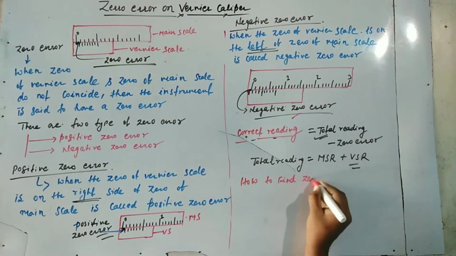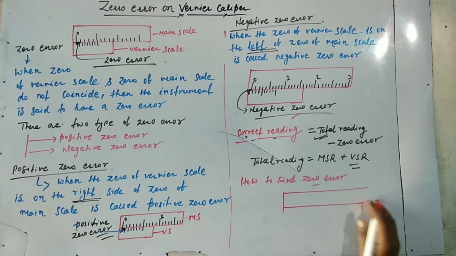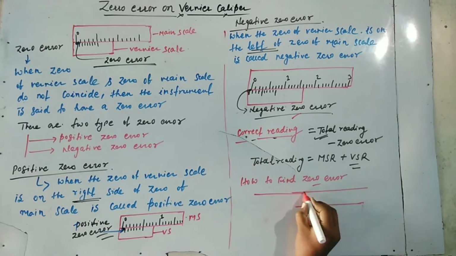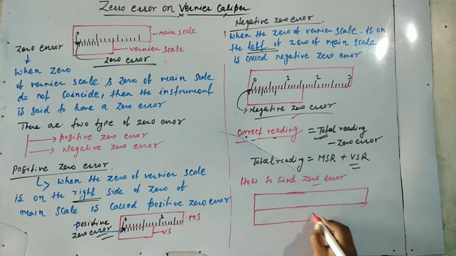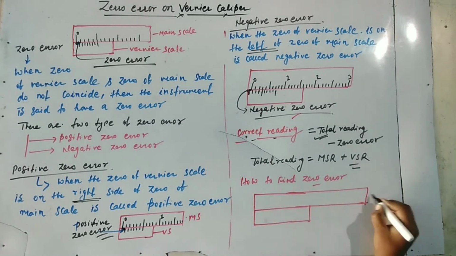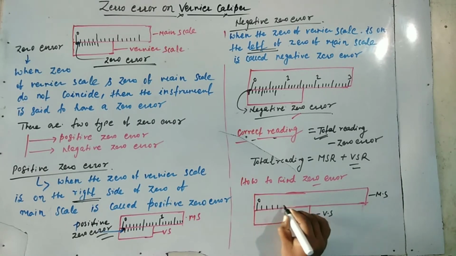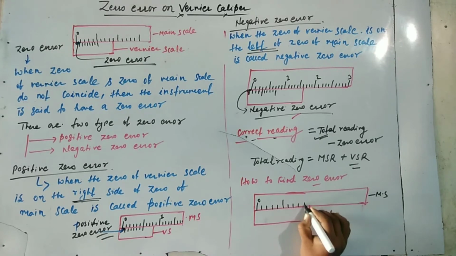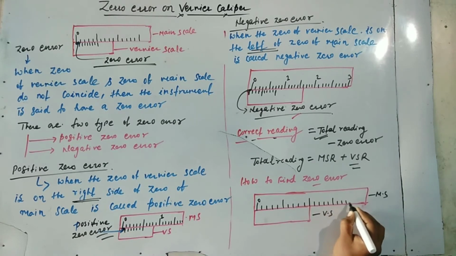Now, how will we find the zero error? For this, we draw again a main scale and one vernier scale. This one is main scale and this one is vernier scale. Now we put the main scale division and vernier scale division. 0, 0.1 cm, 0.5 cm like that, and this one is 1 cm. Next one is 2 cm.